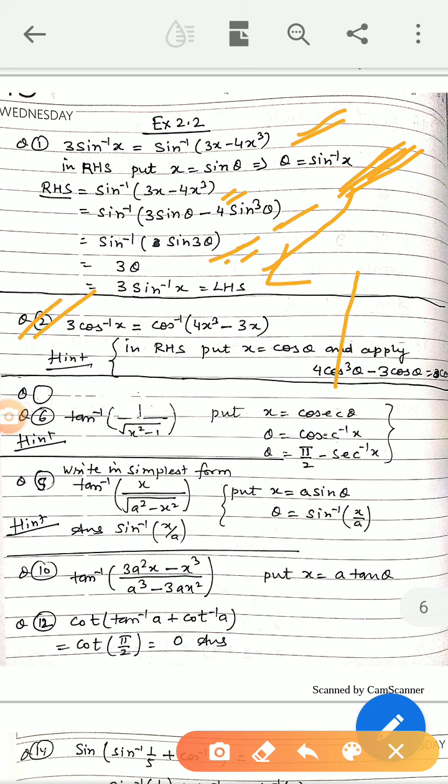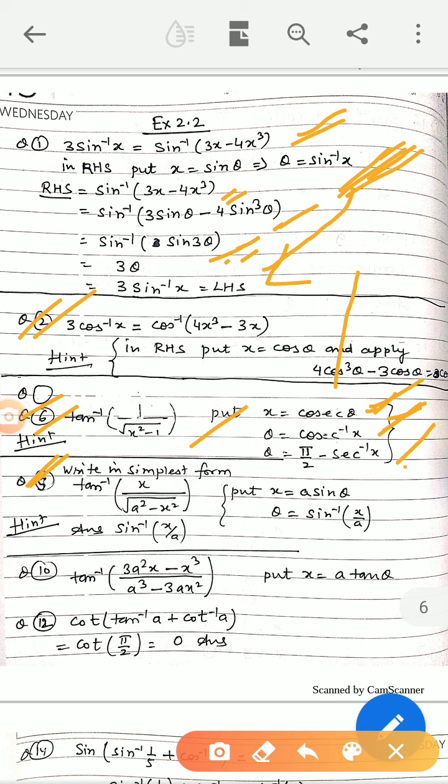And look here, this sixth question, number 6, tan inverse of 1 upon root x square minus 1. Here you put x equal to cosec theta. Why do you put cosec theta? Because we have a formula, cosec square theta minus 1 equal to cot square theta, and the root of cot square theta will be cot theta, and 1 upon cot theta will be tan theta. So the final answer you will get this. Look here, this is a hint only, you will solve it yourself.